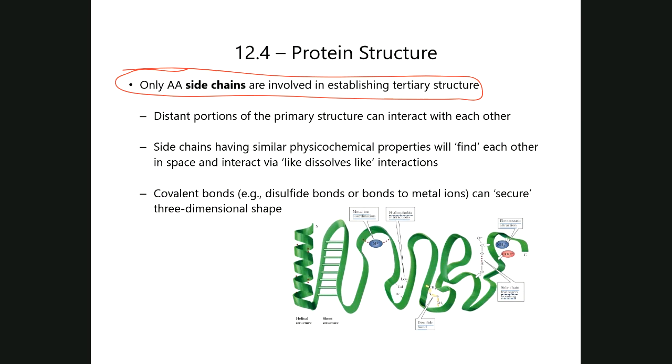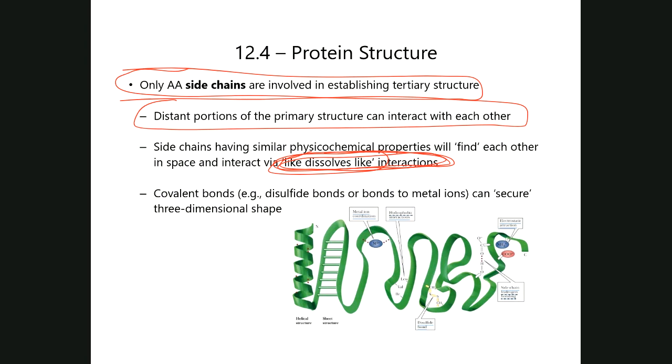So it turns out that the portions that interact, when you look at them through the eye of the primary sequence, can be at any position, at any distance. They do not have to be anywhere close to each other. And as I've been saying, the like-dissolves-like type of interactions is what's going to determine which piece is going to find the other piece, right? And then, as I mentioned, there are also the covalent bonds, whether it's disulfide bonds or metal ions, that ultimately secure the structure.